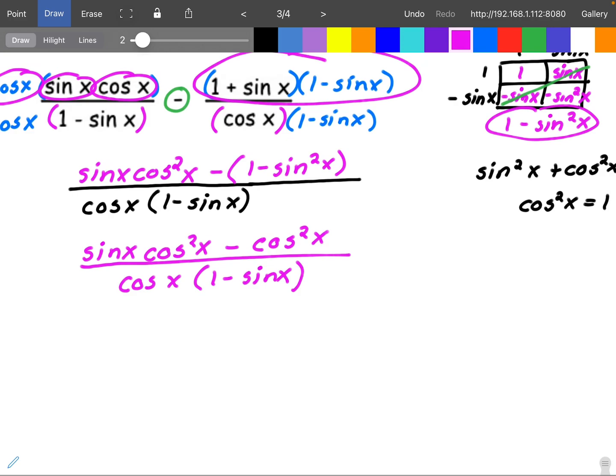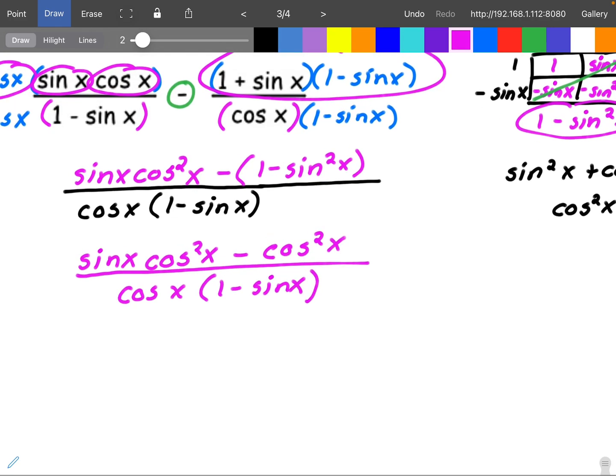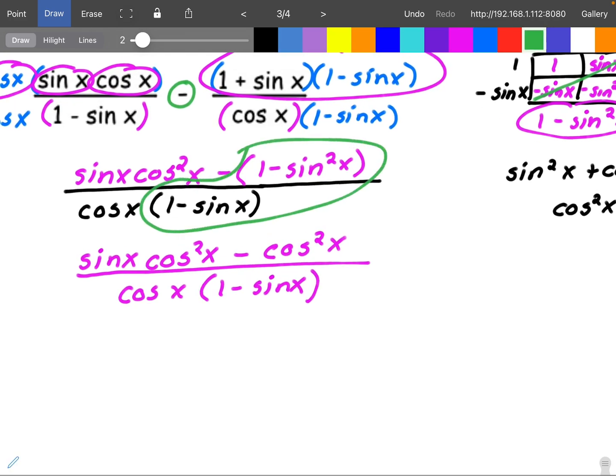So we're thinking, okay, well, I've got some things in common here. Oh, and one other thing I want to point out is right here. You cannot cancel anything there because the denominator is 1 minus sine x. The numerator is 1 minus sine squared x. Those are not the same things. You cannot cancel out there.